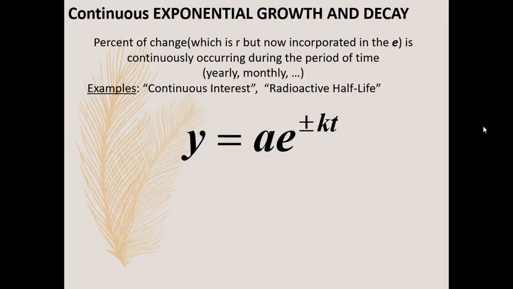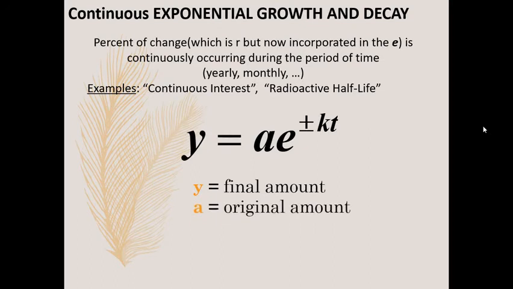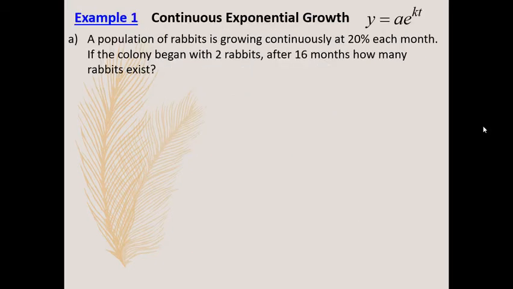All right. Besides exponential growth, we also have decay. The percent of change, which is r, but now incorporated in the e, is continuously occurring during the period of time, which can be yearly, monthly, weekly, hourly, whatever you want to look at. We're looking at continuous interest, which we already looked at, and then radioactive half-life. Notice that the exponent can be a plus or a minus. So y is your final amount, a is your original amount, k is the growth rate constant, and t is time.